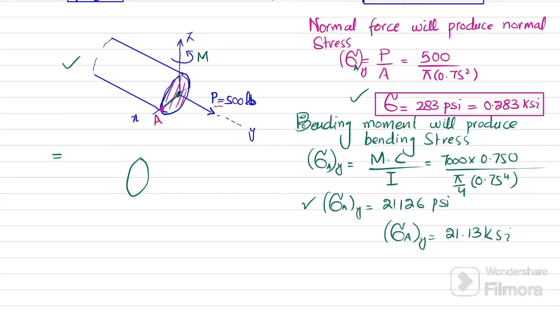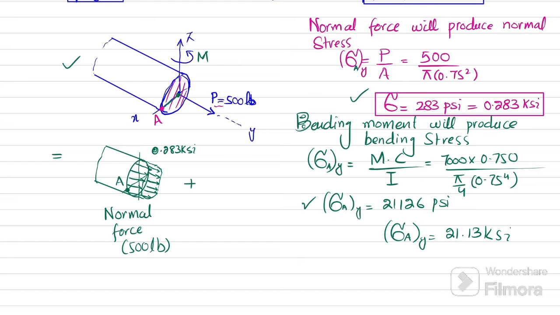For example, for the normal load, I will draw the stress distribution due to normal force. It will be like this. Due to normal stress, the stress distribution on this section will be like this. All of this will be in tension. On this cross section, all will be in tension. So this is its axis, this is your point A. This stress is due to the normal force of 5,500 pound, and this stress is 0.283 ksi.